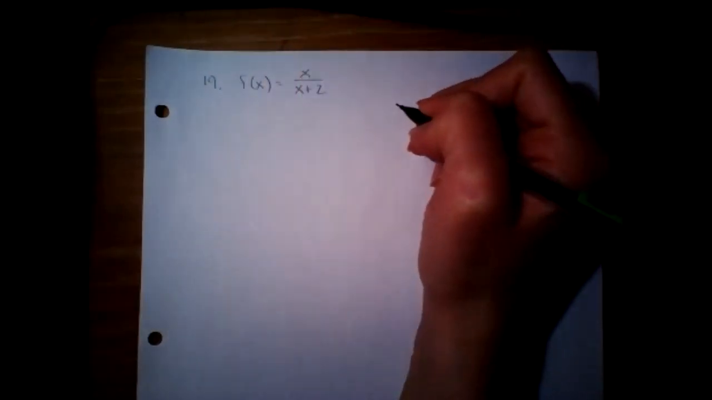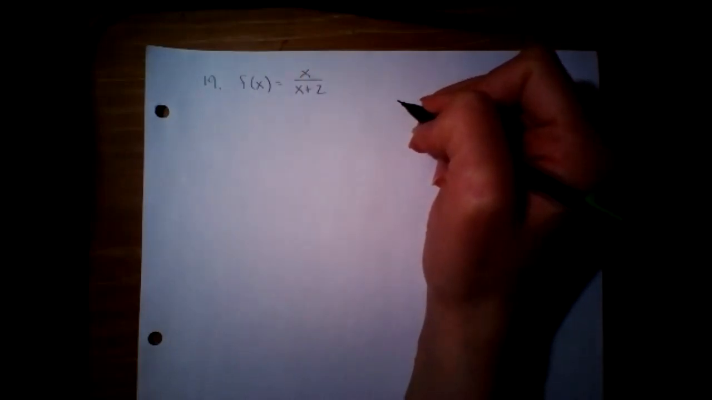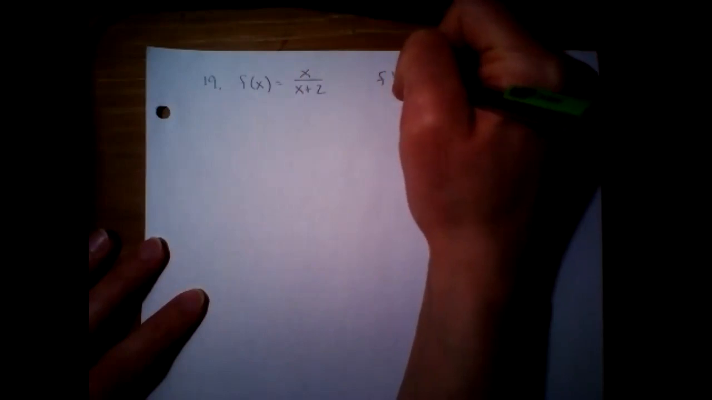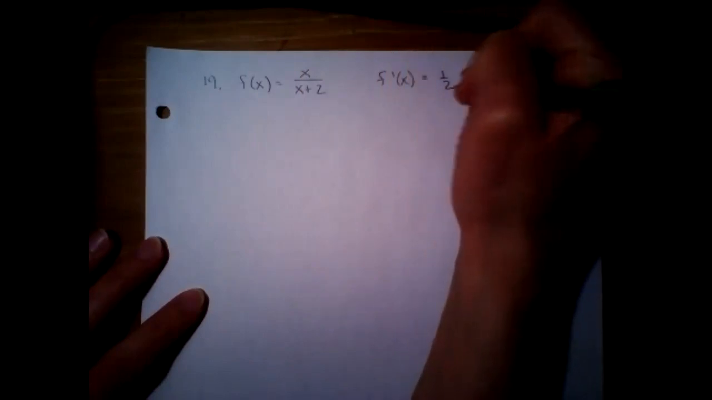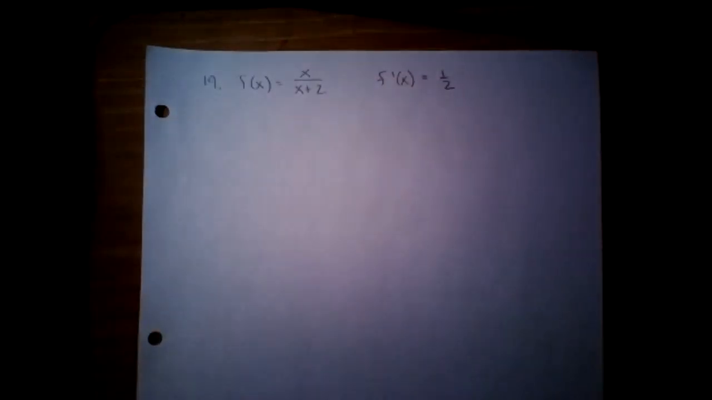All right, so 19 says f of x equals x over x plus 2. It says, what points x, y on the graph have the property that the line tangent to the graph has a slope of a half? So slope of the tangent line means derivative, and we want that to be a half. So we're going to find the derivative and set it equal to a half.